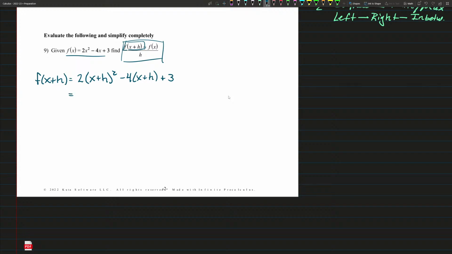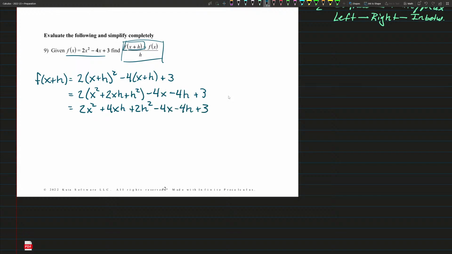We FOIL that x plus h squared, so we get 2 times x squared plus 2xh plus h squared. Then we distribute the 4 and add the 3. So we get 2x squared plus 4xh plus 2h squared minus 4x minus 4h plus 3. So this thing is f of x plus h.